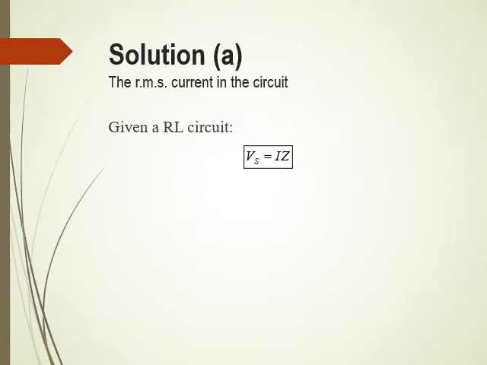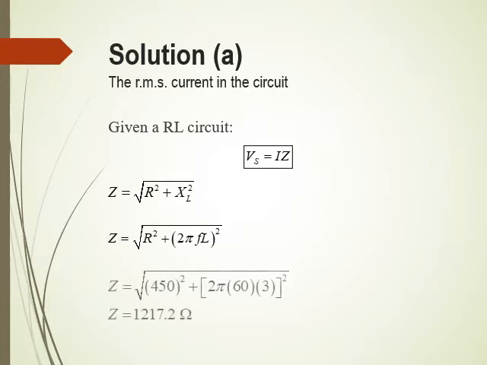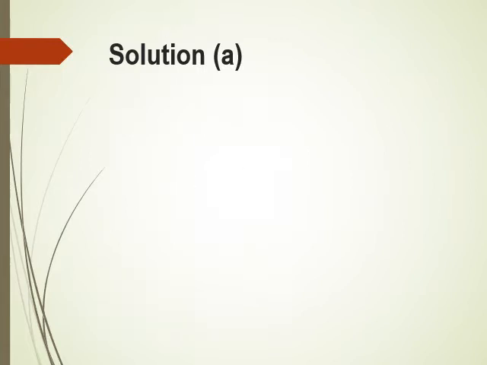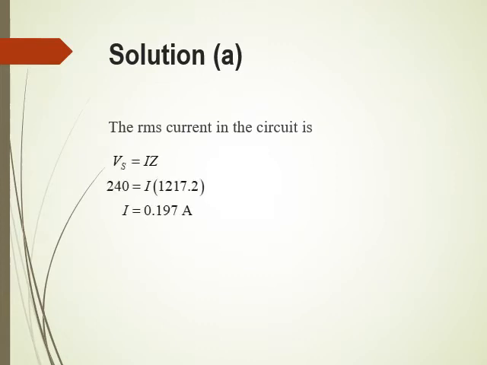But since you don't have Z, now let us calculate Z by using Z equals square root of R squared plus XL squared. Expand the equation: Z equals square root of R squared plus (2 pi FL) squared. Substitute the values into the equation and you will get Z equals 1217.2 ohm. Now that you have Z, let's solve the question. So Vs equals Iz, substitute the values into the equation and you will get I equals 0.197.